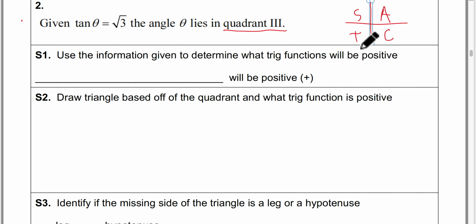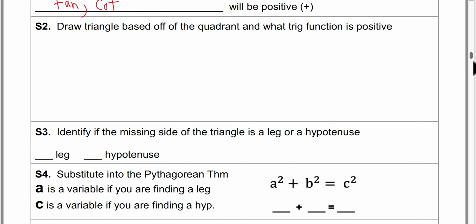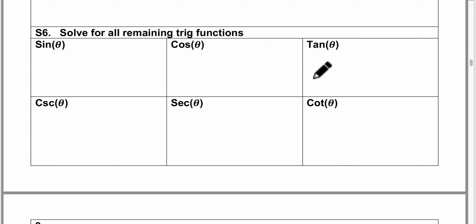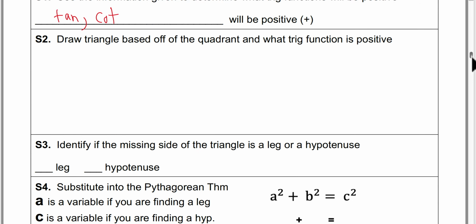So in quadrant 3, tangent is positive. So I know that tangent is going to be positive, and I know the reciprocal of that, cotangent, is going to be positive. So let me go right down to the bottom and take care of that one time. I'm going to have a plus here. I'm going to have a plus here. Everything else is going to be minus. Me doing this step earlier saves me work later on.